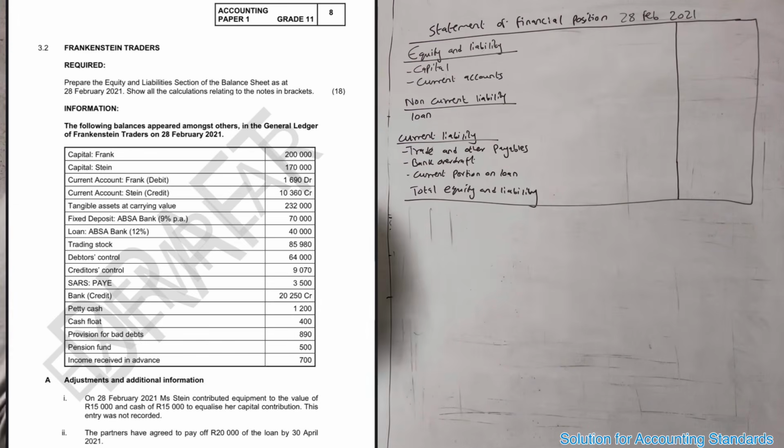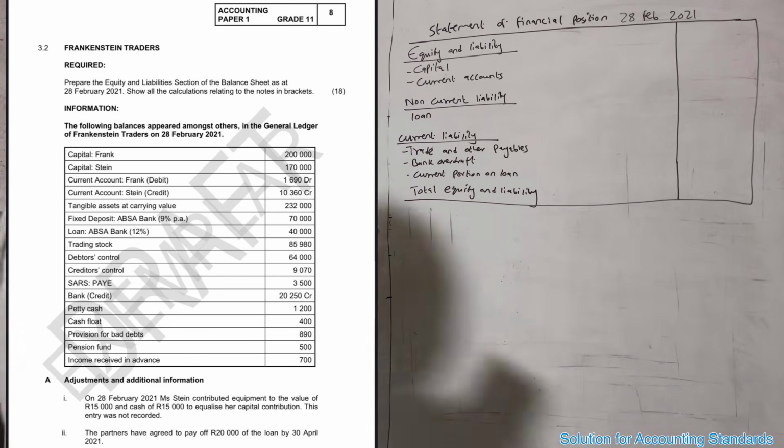Okay. They give us information: capital for both partners, Franc and Stein, and the current accounts, tangible assets, fixed deposit, the loan, trading stock, debtors control, creditors control, SARS, bank, petty cash, cash float, provision for bad debts, pension fund, and income received in advance. Okay. Now let's start, guys. We also have two adjustments that we have to read.